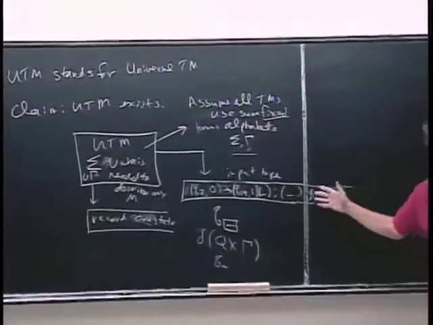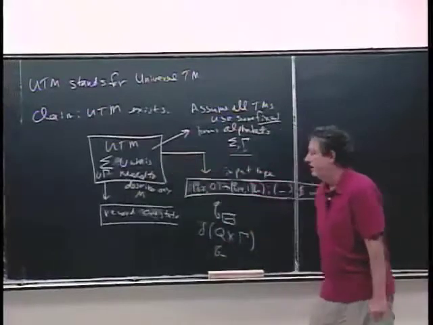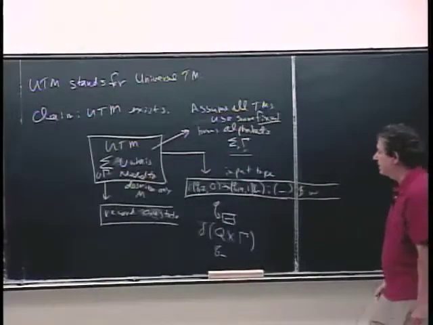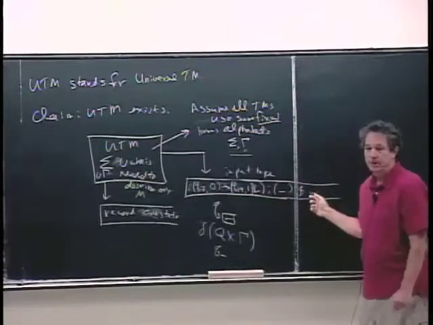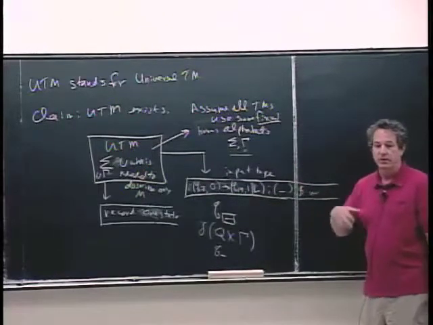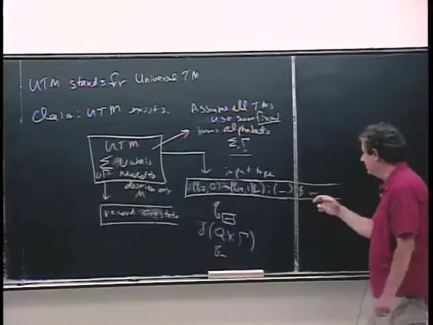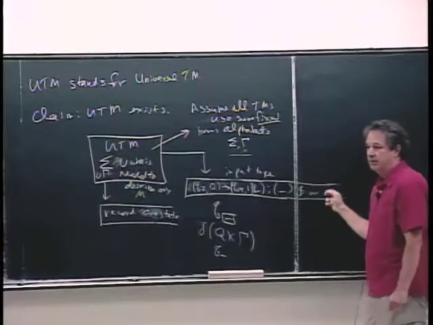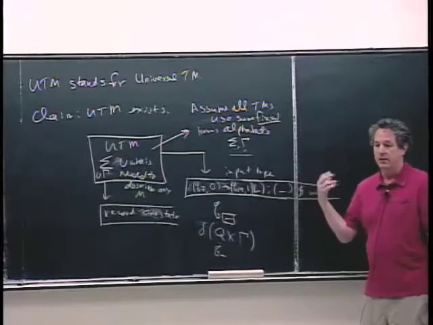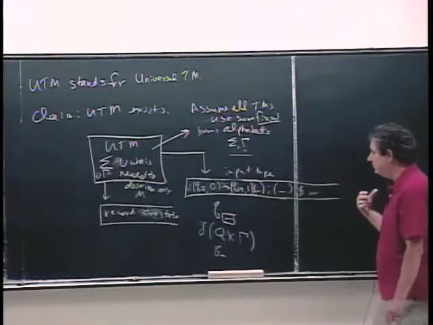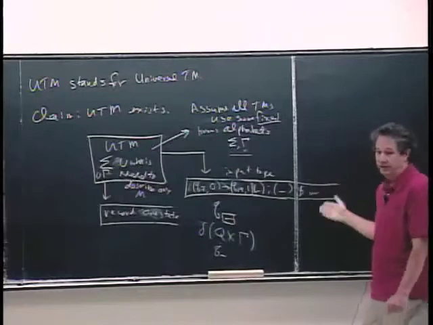All right. So this is what's on the input tape for the universal Turing machine. Now the universal Turing machine has to simulate what M does on W. So what does that mean? It has to go through a succession of states. It has to look at different characters on the tape. It has to decide what to write, whether to move left or right.